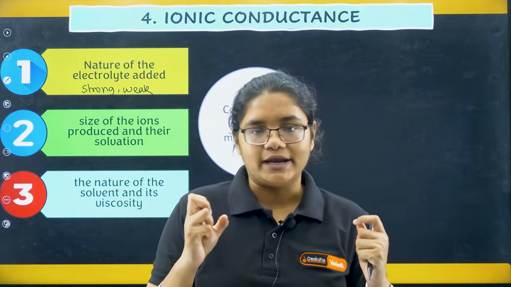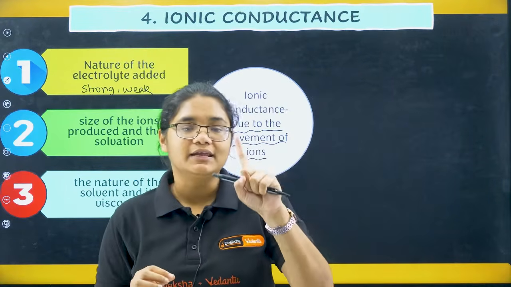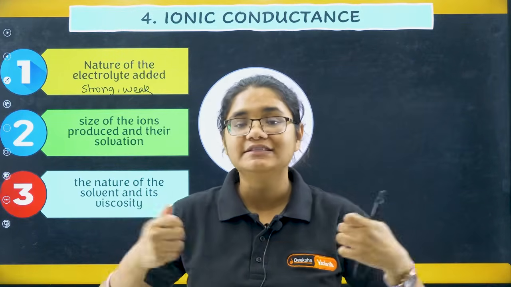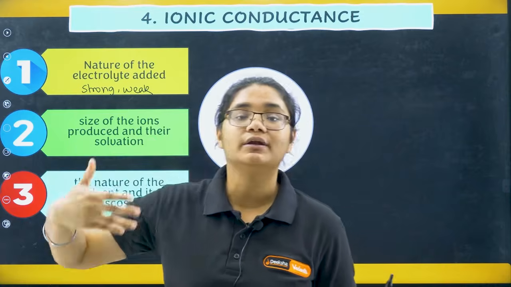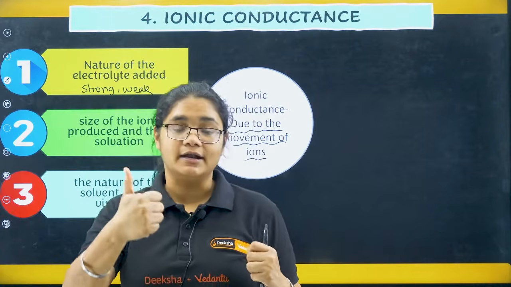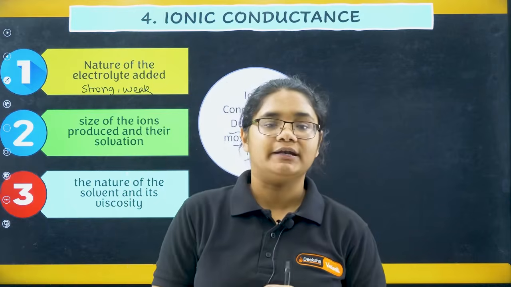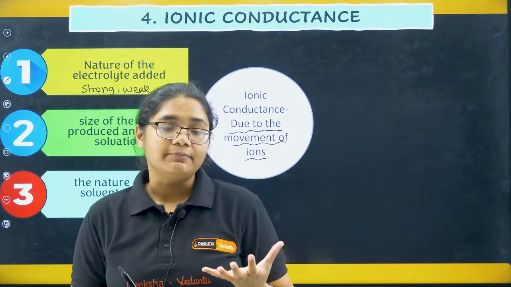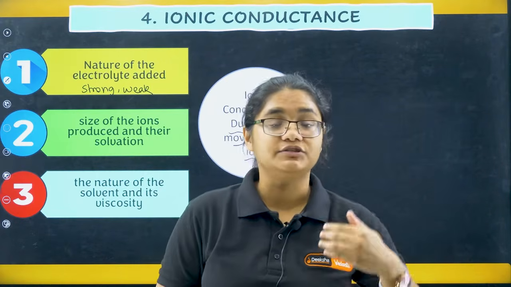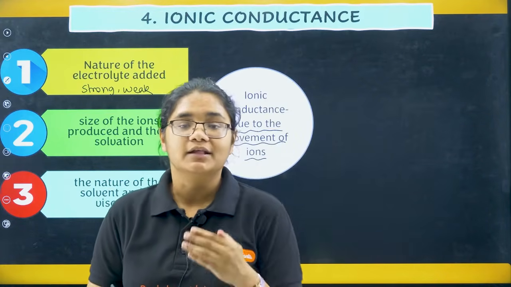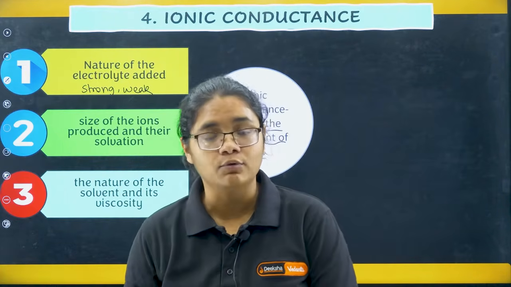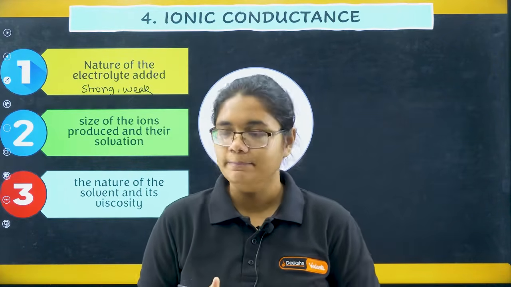An electrolyte has a positive ion and a negative ion. If it can dissociate easily and form a large number of ions, it is called a strong electrolyte and it will conduct electricity very well. But if an electrolyte does not form ions and does not dissociate properly, it is a weak electrolyte and it will be a poor conductor of electricity.